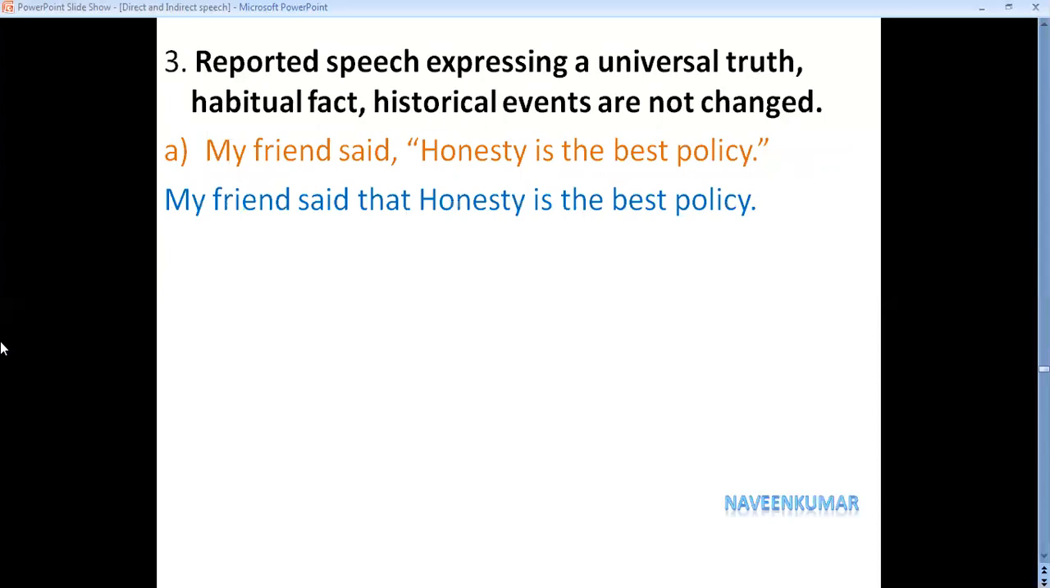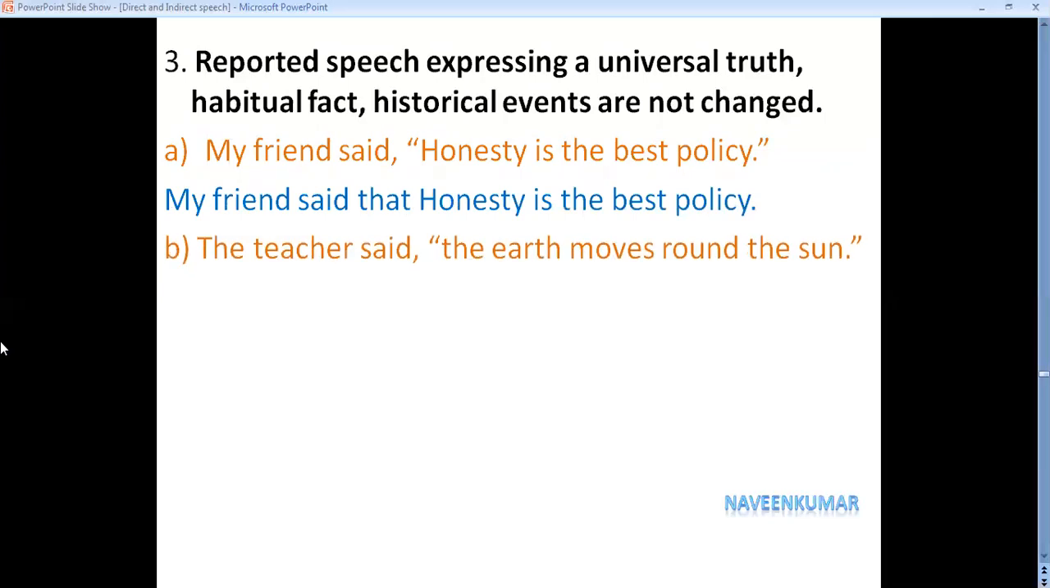Next example. The teacher said, "The earth moves round the sun." Though the reporting verb is in past tense, since it is a universal truth, the earth moves around the sun is a universal truth. So we are not supposed to change the tense.